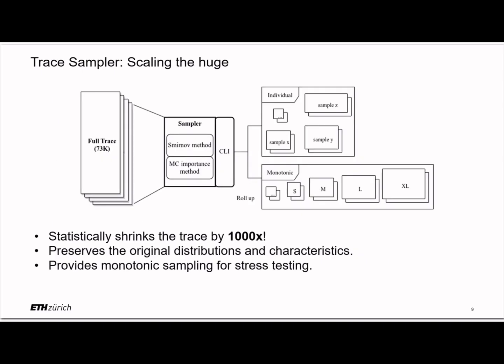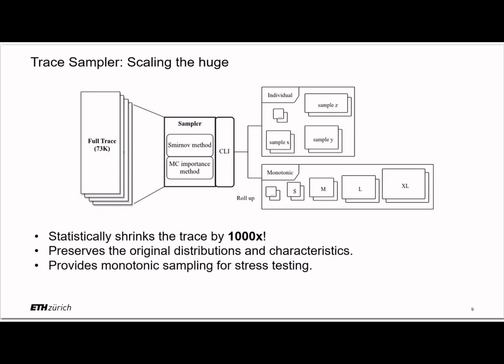The answer is yes, right? We have another weapon, which is math. So we built this trace scaler, trace sampler, if you will. We statistically shrink the trace by 1,000 times while still keeping the characteristics or distributions of those functions. Also, we provide monotonic sampling.